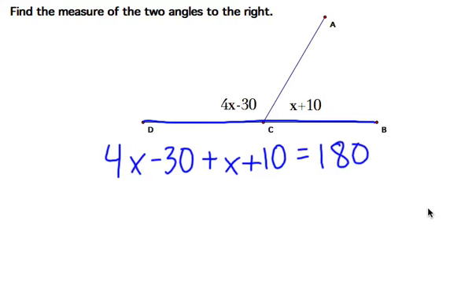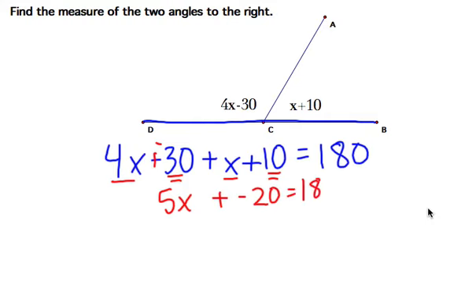Okay. So I'm going to combine some like terms. So I got 4x and x is 5x. I got negative 30 and positive 10 would be a negative 20. And then add the opposite.